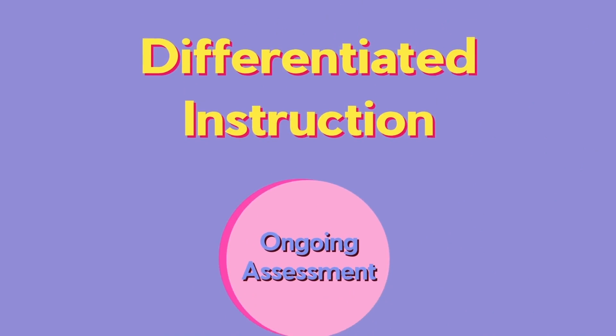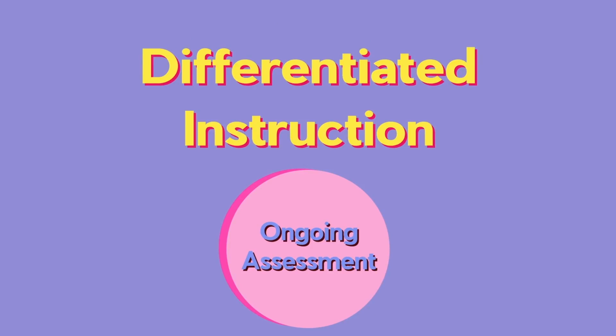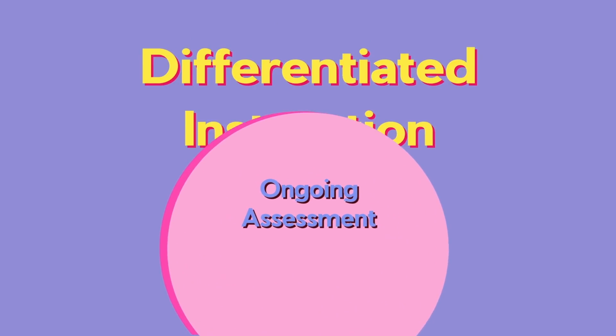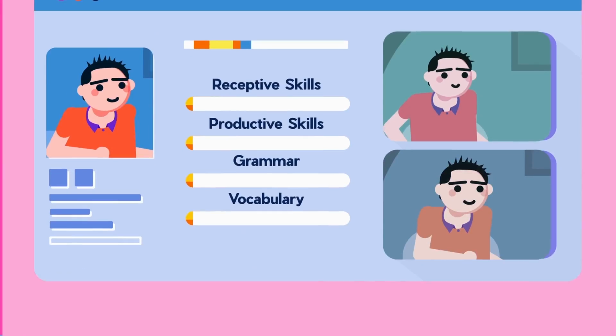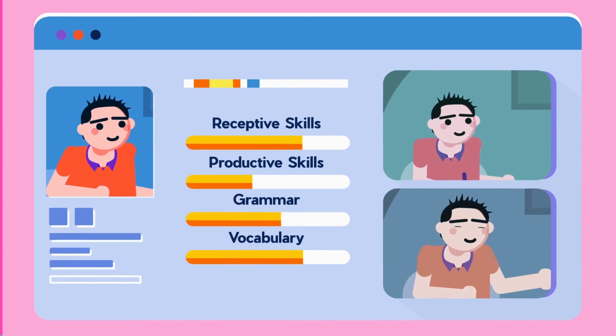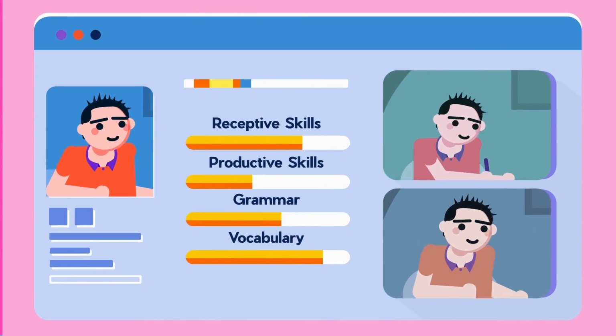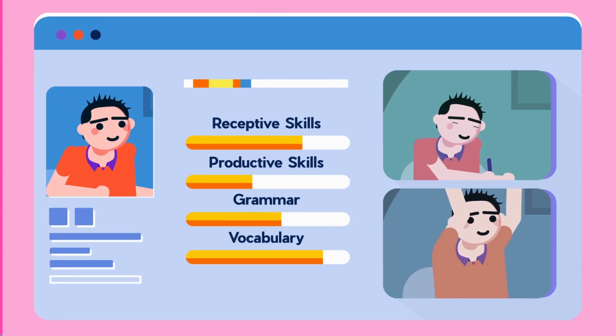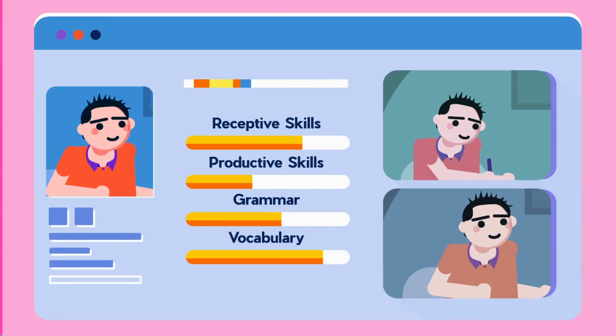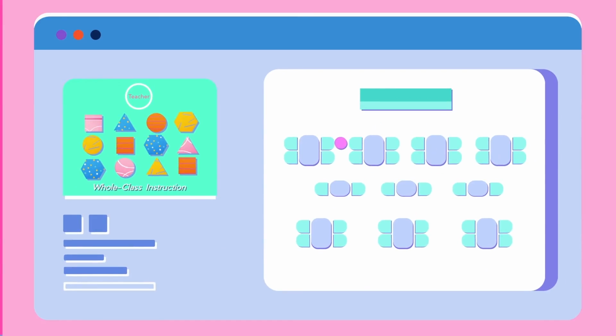Ongoing assessment is thus one of the hallmarks of differentiated instruction. Our assessment of students' readiness, interests, and learning profiles informs how we teach and what learning resources to use. It also helps us determine how to organize the physical space in the classroom for effective teaching and learning.